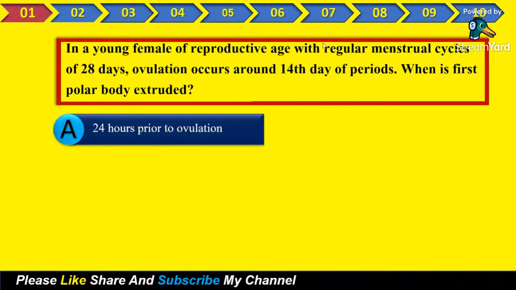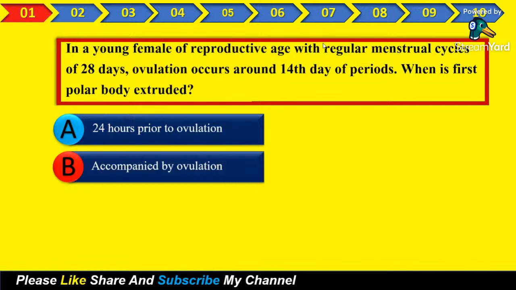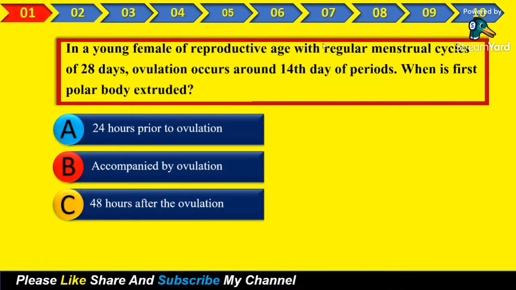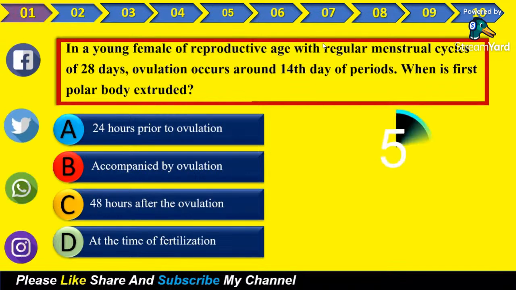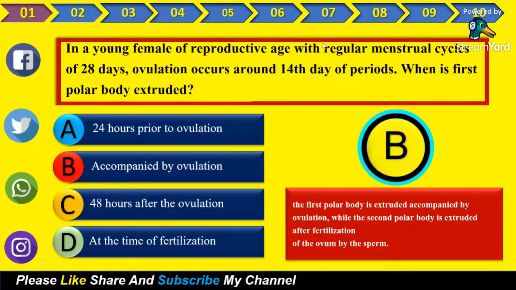Let us look at the options. A. 24 hours prior to ovulation, B. Accompanied by ovulation. C. 48 hours after ovulation. D. At the time of fertilization. Well, it is always accompanied by ovulation. So the correct option here is B. Accompanied by ovulation. First polar body is extruded accompanied by the ovulation. Second polar body is extruded after fertilization of the ovum by the sperm.